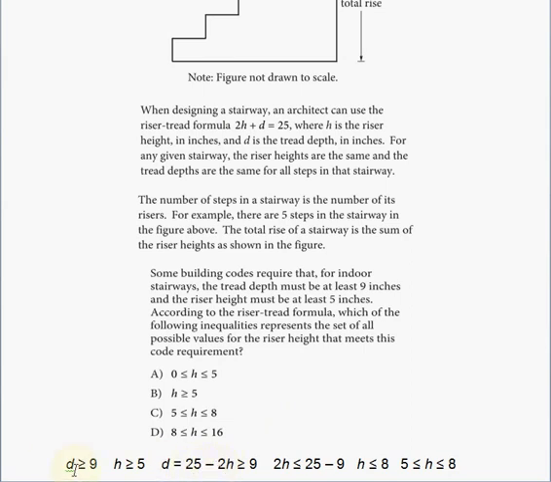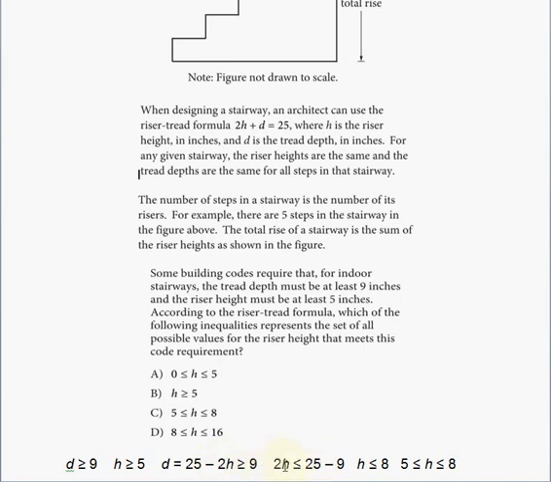And we know that d can have the least value of 9, so it's greater than or equal to 9. So you set 25 minus 2h is greater than or equal to 9, because d equals 25 minus 2h. Now you're ready to solve for the height, and to make sure that the height remains by itself on one side of the inequality, you're going to add 2h on both sides of the inequality and subtract 9 from the right side of the inequality.